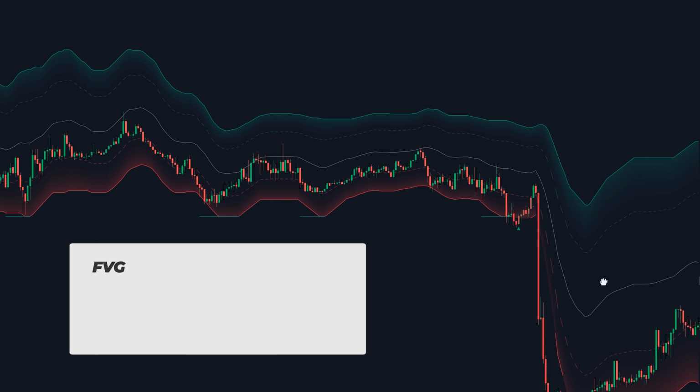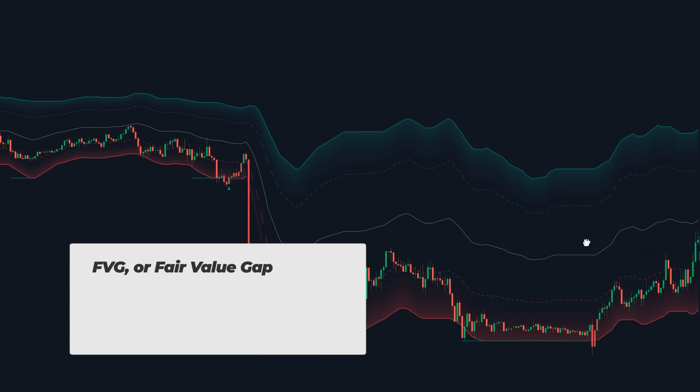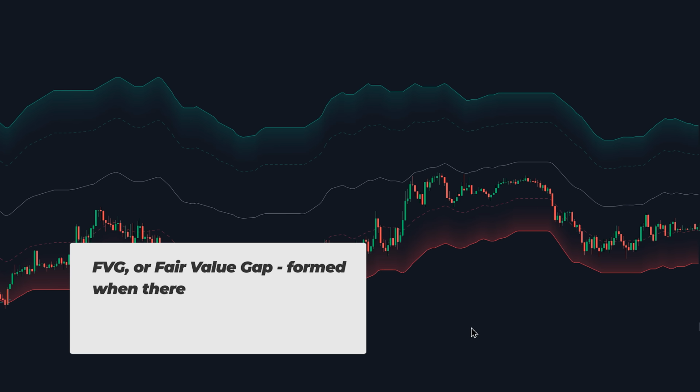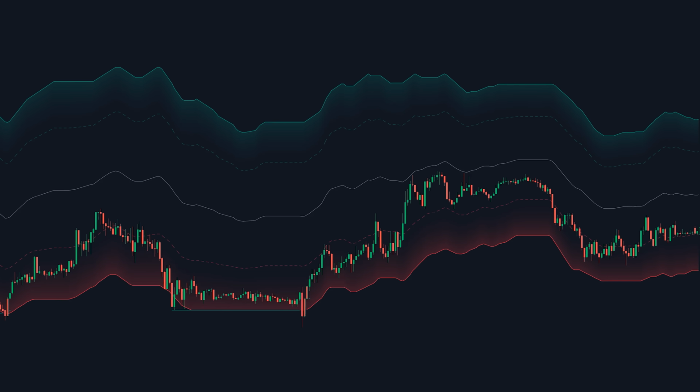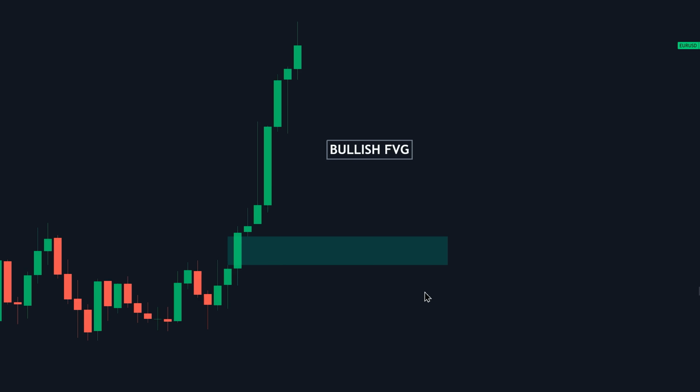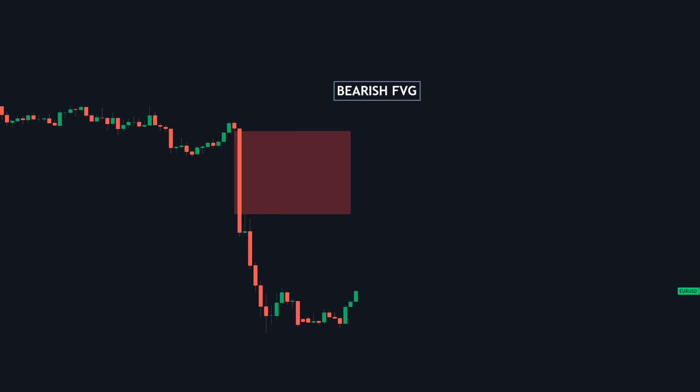Now, an FVG, or fair value gap, if you didn't already know, is formed when there is an imbalance between buyers and sellers in a market, typically appearing as an unfilled gap within the candles. This is a bullish FVG, and this is a bearish FVG. These FVGs are used to form the outer bands of this indicator.